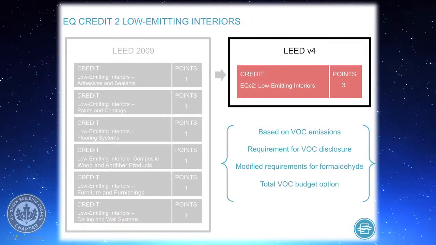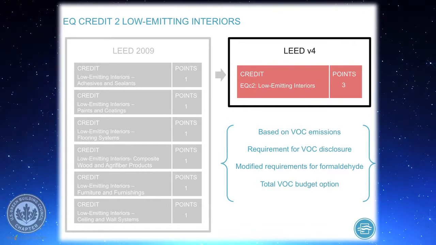The low emitting materials credit is a consolidation of several credits that you're all familiar with from 2009. We used to give a point for low VOC paint, a point for low VOC furniture and furnishings, flooring, ceiling tiles. We're now taking a systems-based approach to this credit to make it more performance-based and much more tied to how the products behave in a space from a VOC perspective. So we're looking at VOC emissions as opposed to VOC content.